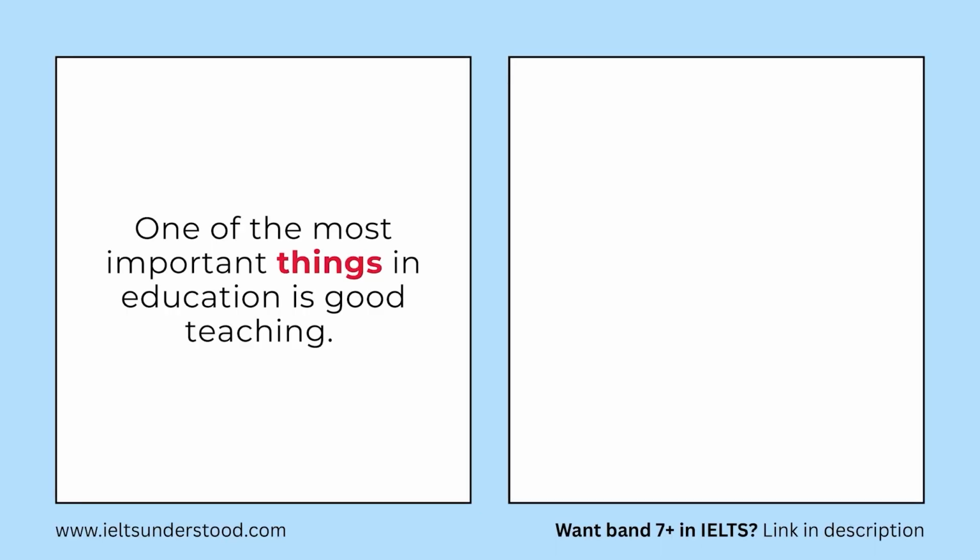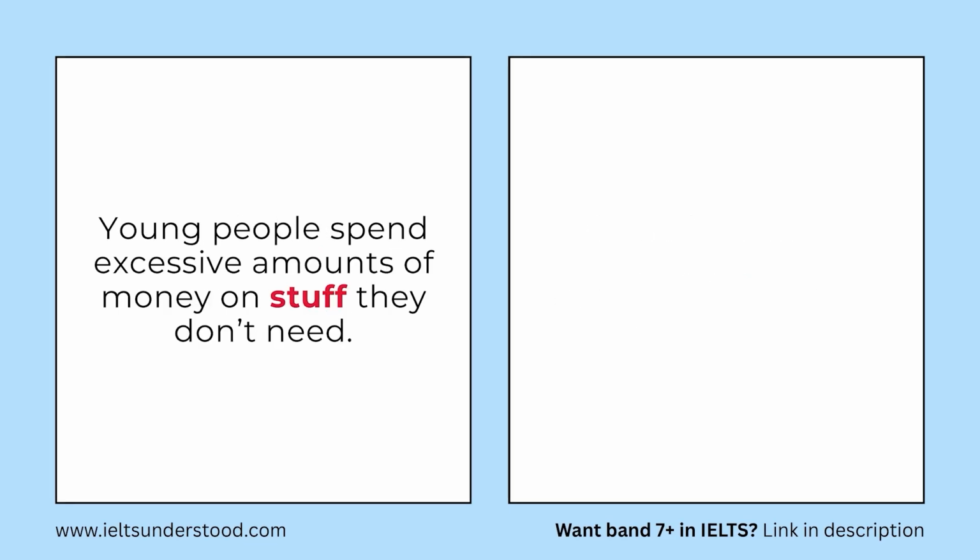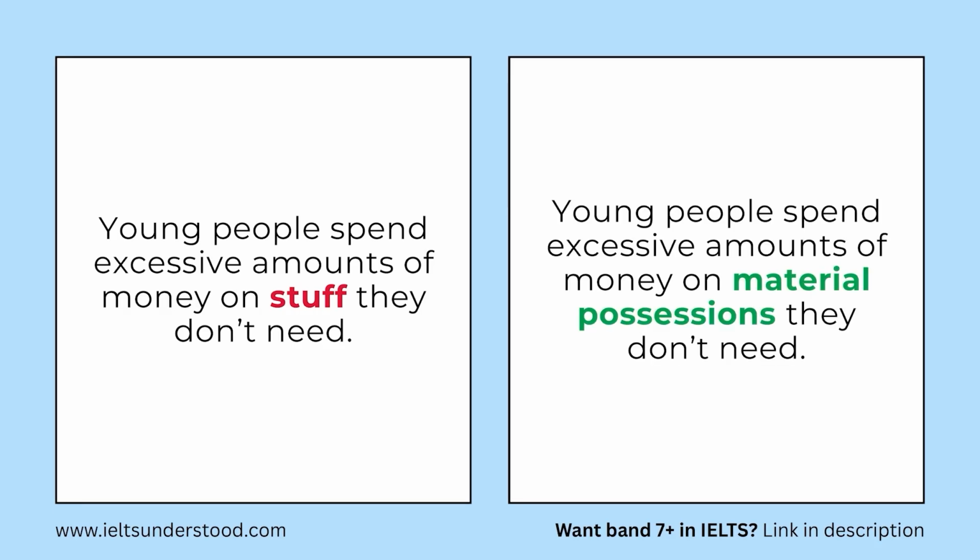One of the most important things in education is good teaching. No. One of the most important aspects of education is good teaching. Let's look at one more. Young people spend excessive amounts of money on stuff they don't need. No, too informal. Young people spend excessive amounts of money on material possessions. This is the more precise piece of vocabulary here.